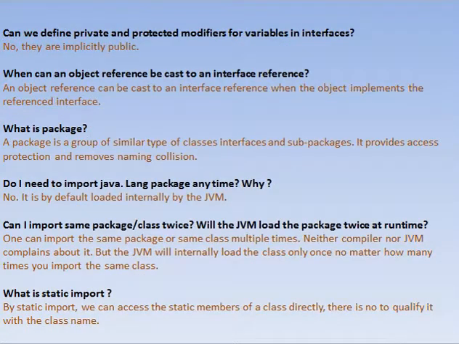Can we define private and protected modifiers for variables in interfaces? No, they are implicitly public. When can an object reference be cast to an interface reference? An object reference can be cast to an interface reference when the object implements the referenced interface.